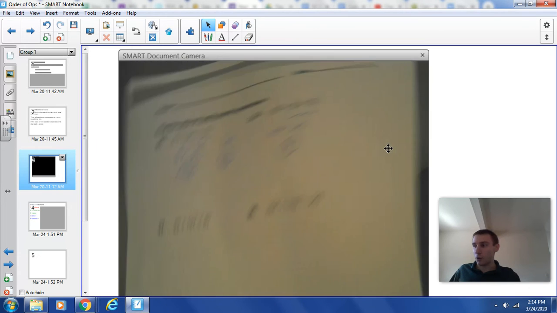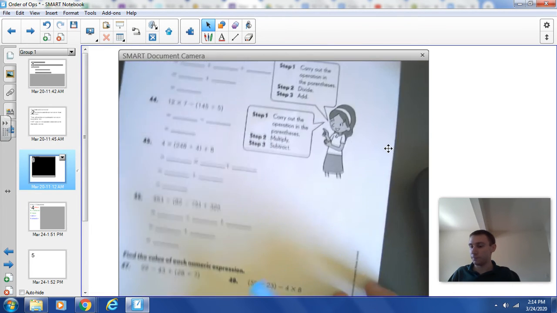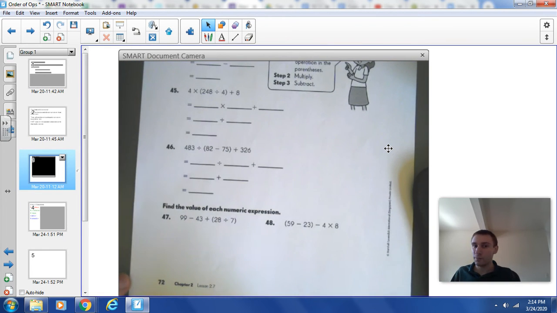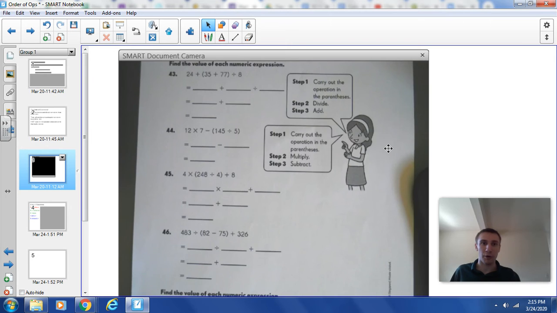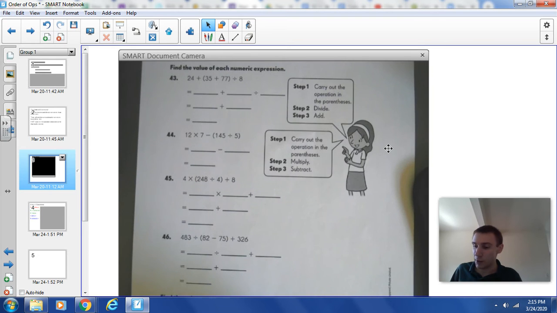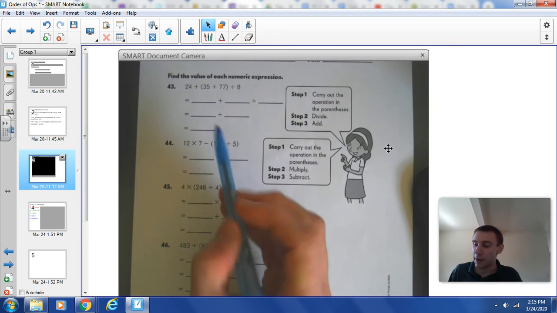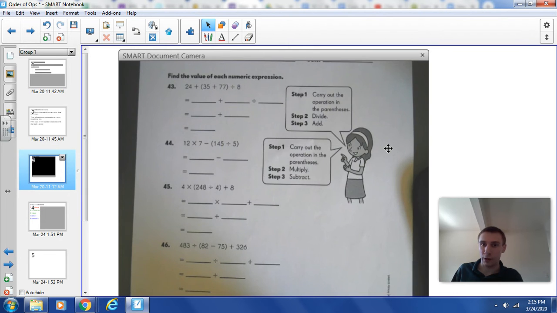Now we'll flip over to page 72. And page 72 is the exact same stuff with groupers. However, now instead of having 3 numbers, Math in Focus is throwing a 4th number at you. So you have to do an extra operation. So let's take a look at number 43 together. And again, they're giving us our guidelines back because there's an extra piece here.